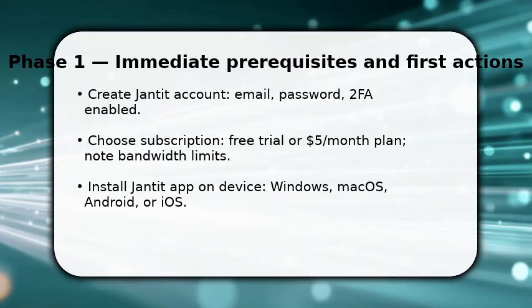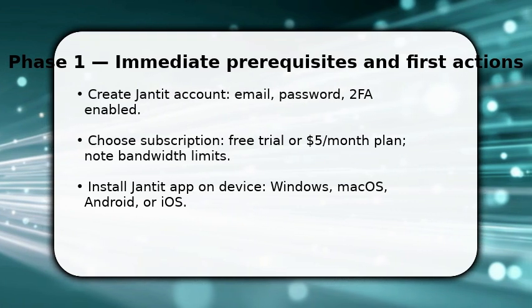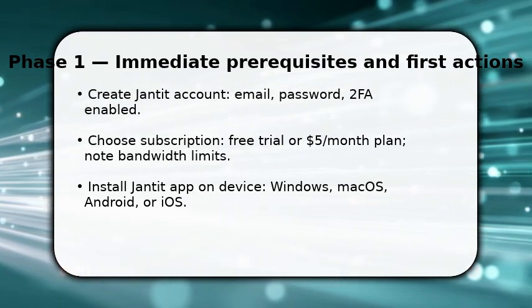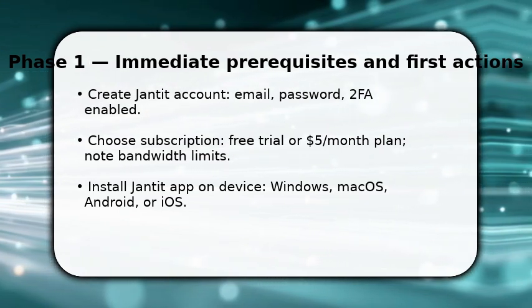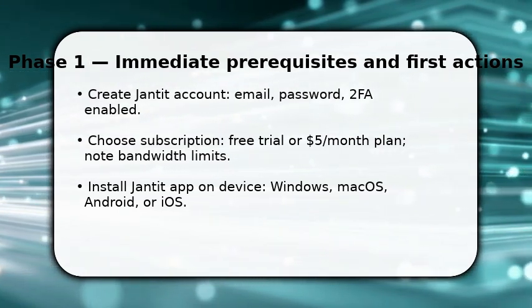You start by confirming the essentials. You have an active Jantit account, 2FA configured, and the app installed on your device. Open the app and sign in. Grant required permissions for VPN profile installation.